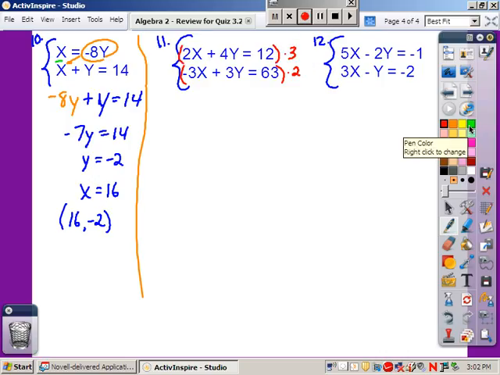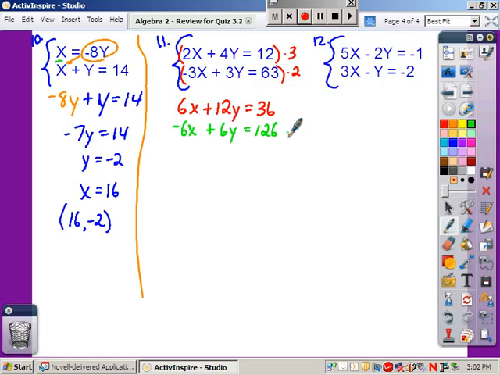So on the top, I get 6x plus 12y equals 36. On the bottom, I get -6x, so there's our stuff that will cancel, plus 6y equals 126. These cancel, add these, I get 18y equals 162. That sounds like if I divide by 18, then y is going to equal 9.